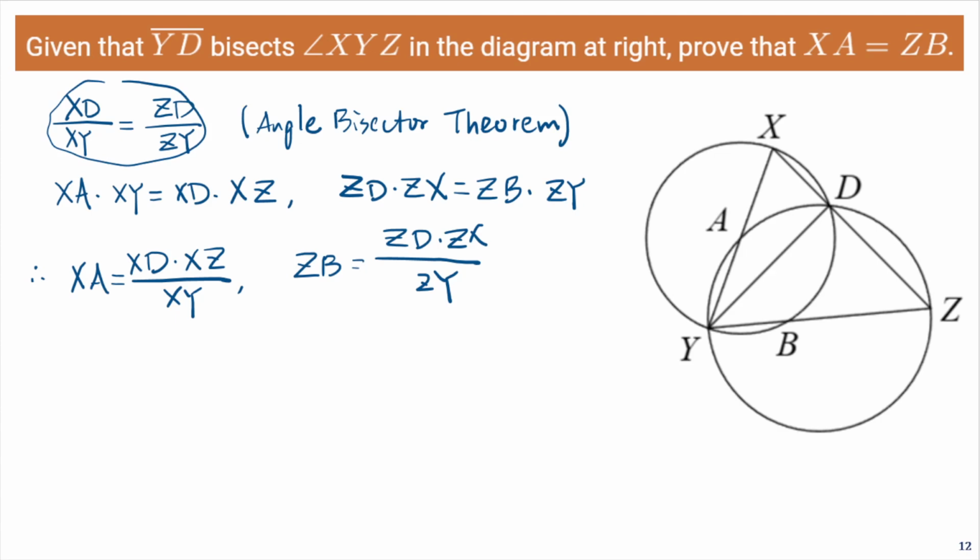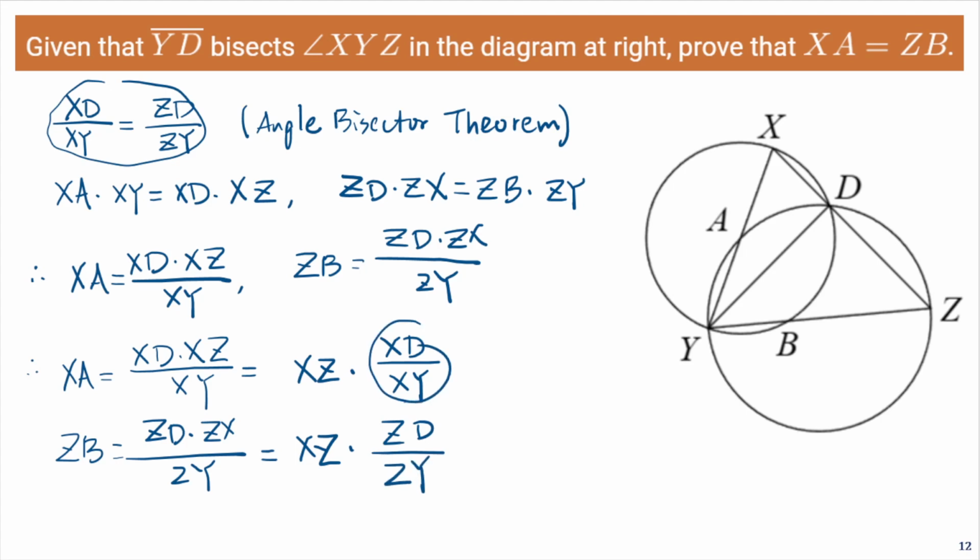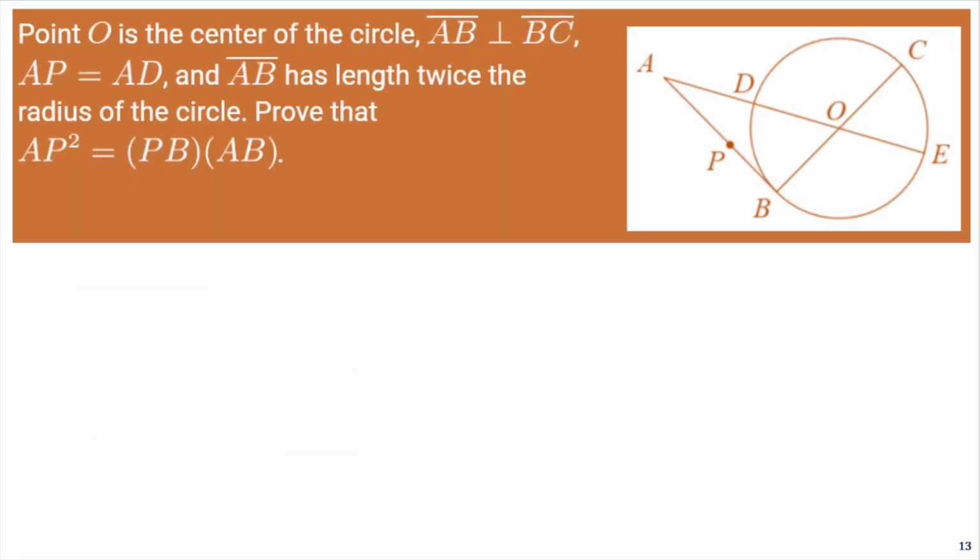So we can put this together to show XA equals XD times XZ over XY, which equals XZ times XD over XY, and ZB equals ZD times ZX over ZY, which gives us XZ times ZD over ZY, right? So these two ratios are equal, and therefore XA equals ZB. This is how we can prove these two lengths are equal. Okay, any questions? Okay, good. If no questions, let's see another one.